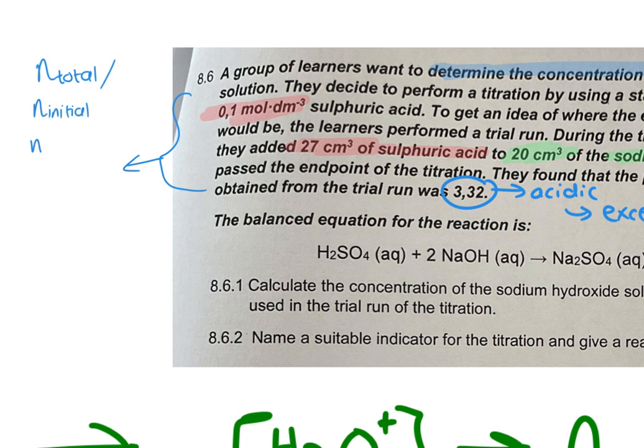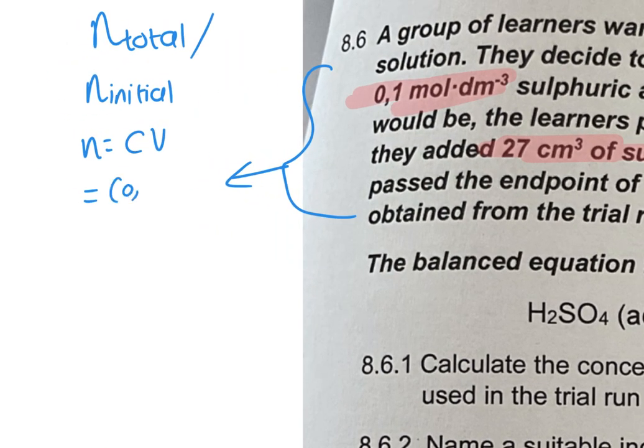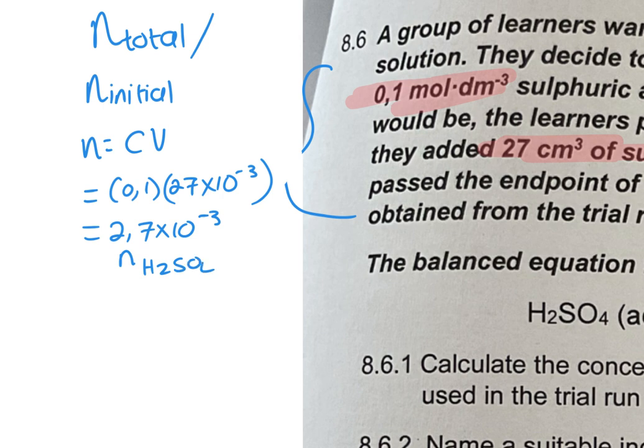Okay, so that's n equals CV, which is equal to 0.1 times 27 times 10 to the minus 3, which gives me 2.7 times 10 to the minus 3 moles of H2SO4. Now this moles is my n in total, or n initial.